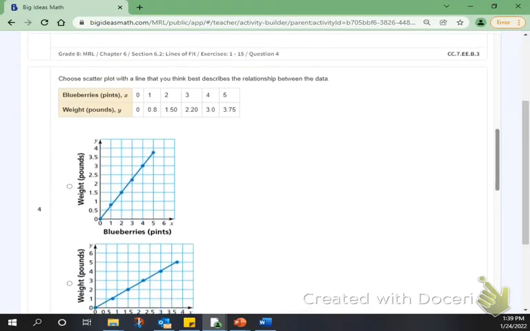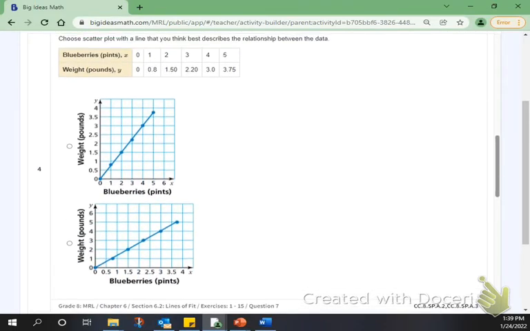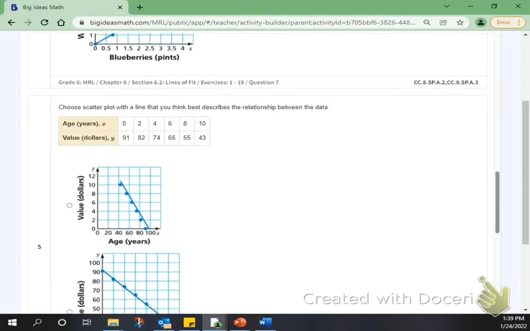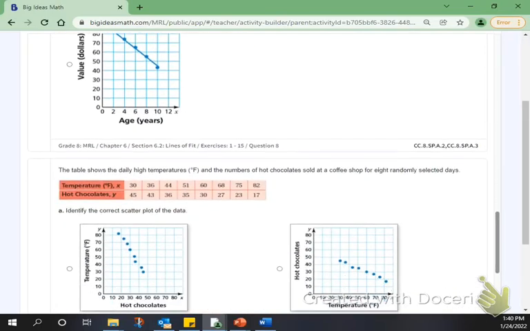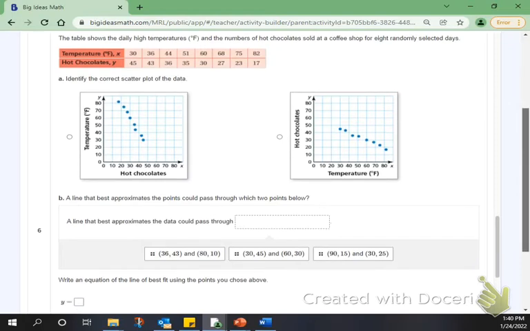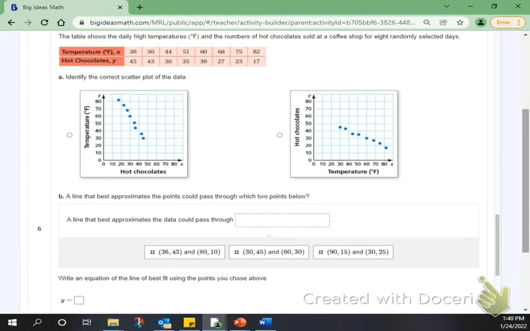Number 4. Choose a scatter plot with the line that you think best describes the relationship. Look at the points plotted on the scatter plot compared to the table. Which one of them represents the data? So that's number 4. And number 5. Now we're going to stop and spend some time on number 6. You can consider this an extension of your lesson today. We're going to work through this problem together.